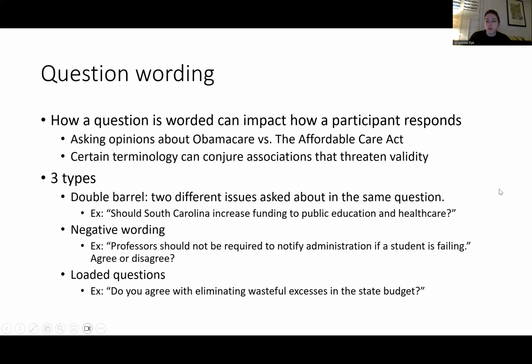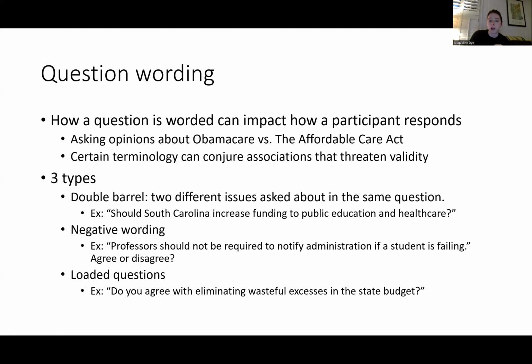And there's three types of problematic questions. So there's a double barrel question. This is when two different issues are asked about in the same question. So for example, should South Carolina increase funding to public education and healthcare? Well, if someone answers yes to that, then what if they have a different opinion on public education or healthcare? What if they think that one of them does not need more funding?